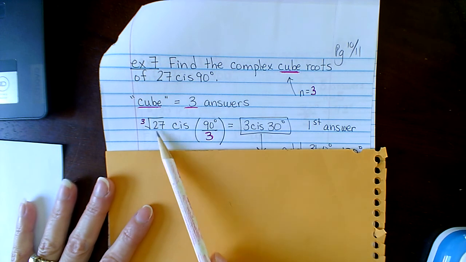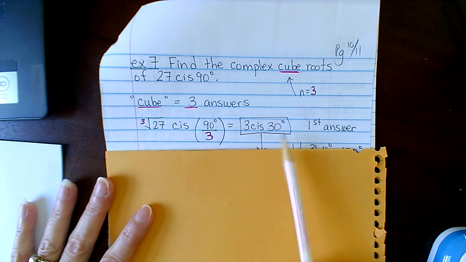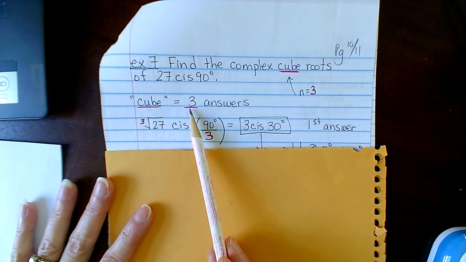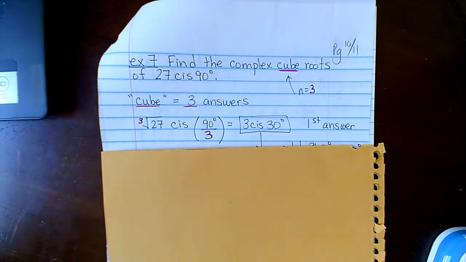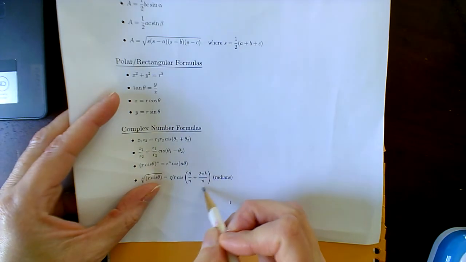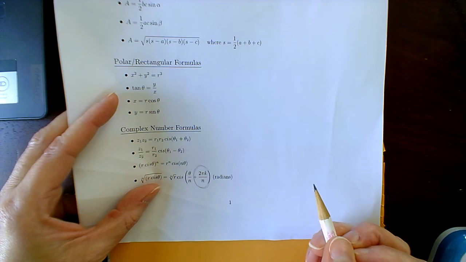All right, so that gives me cube root of 27, which is just 3. 90 divided by 3 is 30. That's my first answer. How many answers am I going to have? Well, I'm going to have 3 because n is 3. To find the rest of the answers, I'm going to use this part right here. This 2 pi k over n.